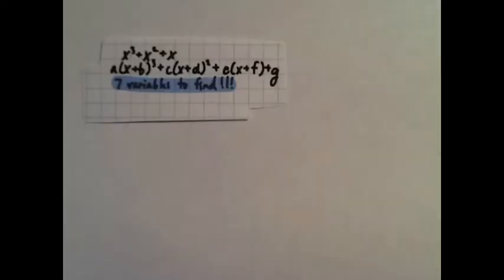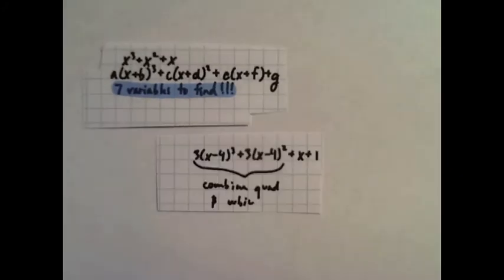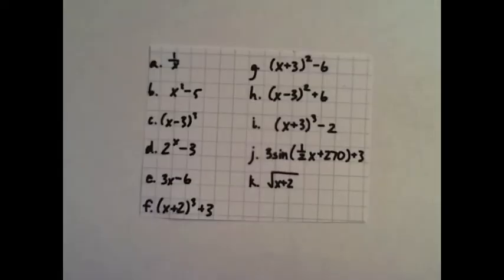One of the problems with the x^3 + x^2 + x function is that when we expand it, there are 7 variables to find. However, Rebecca found a new way to do this by combining the quadratic and the cubic equations to get 3(x - 4)^3 + 3(x - 4)^2 + x + 1. Finally, we were supposed to write equations for 11 graphs.